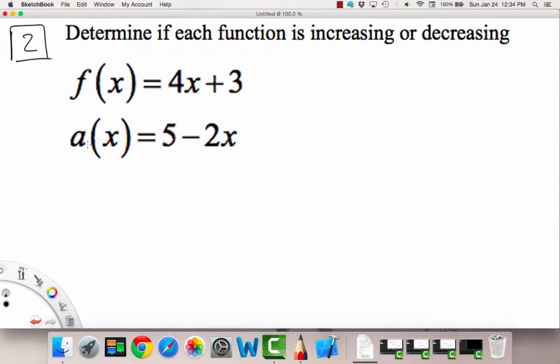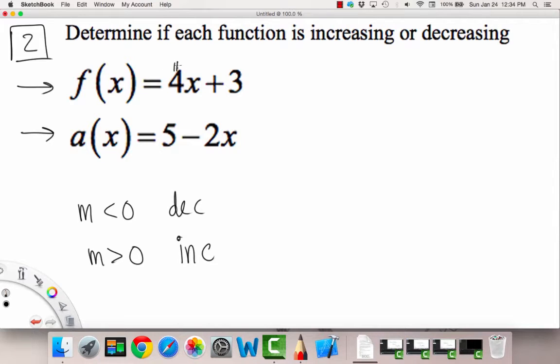Alright, here's number 2. We're going to determine if each function is increasing or decreasing. Firstly, let's review. M being less than 0 means our function is decreasing, and if m is greater than 0, that means our function is increasing. So let's look at these two functions. It's kind of like a two-part question here. So f of x is equal to 4x plus 3.